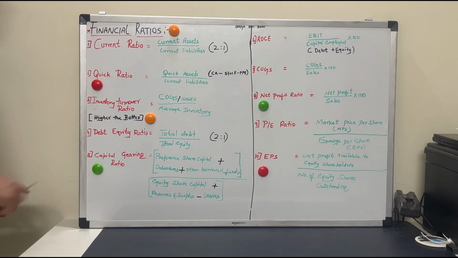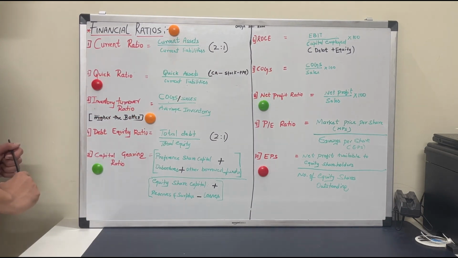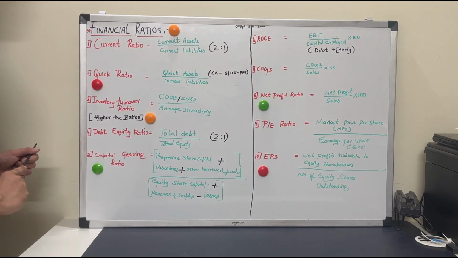The next ratio is ROCE, that is return on capital employed. What is the formula? EBIT, or earnings before interest and tax, divided by capital employed into 100. Now earnings before interest and tax we arrive at after deducting all the direct expenses and all the indirect expenses, except for two fixed obligations, that is interest and tax, divided by the capital employed.